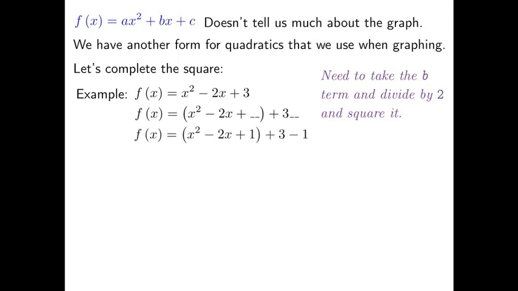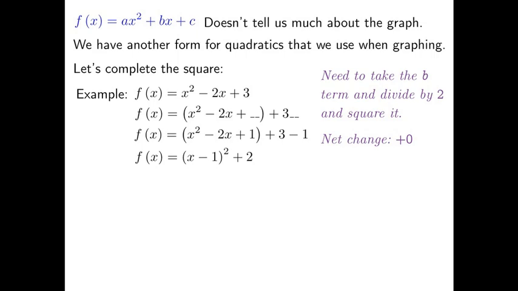Now, since we can't change the function, what we need to do is subtract 1 outside the parentheses, so we have a net change of 0. So we're not changing anything because overall all we're doing is adding 0, which is the additive identity. Now, our next step is to factor the x squared minus 2x plus 1. So that factors as x minus 1 squared, and then we simplify the outside and we get plus 2.